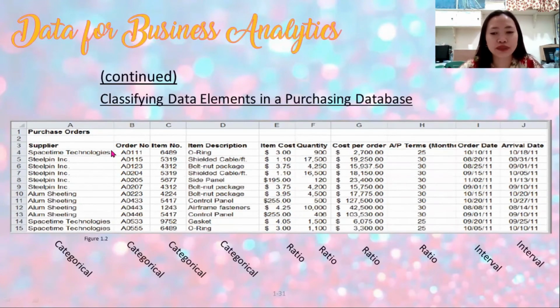So in this figure, as we could see, the kinds of suppliers fall into the category of nominal or categorical data, as well as the order number, the item number, and the item description. These are all nominal. Then we have ratio for the item cost, its quantity, the cost per order, and the terms. Then we have two types of interval data, the order date and the arrival date. How did we arrive at this conclusion? Let us discuss these types of data one by one.